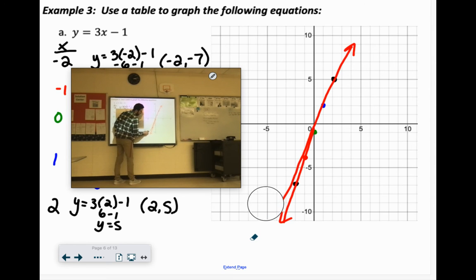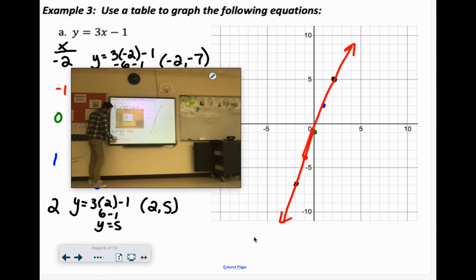That's it. So I pretty much always choose -2, -1, 0, 1, 2 because they're easiest to work with. You could choose anything unless there's a fraction. And I think our next one is a fraction.